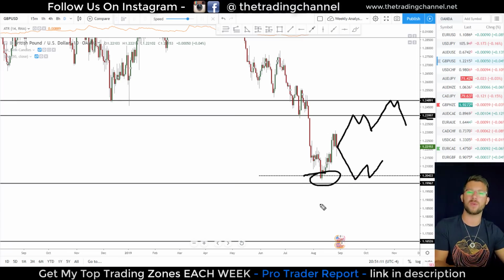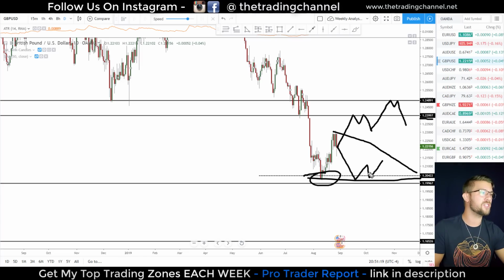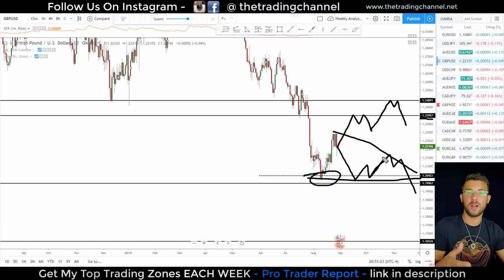I don't think we're done with this zone. I think this zone can handle another bounce. Maybe not quite as big of a bounce. If we get down here again, maybe like a descending wedge formation, we could get a little bounce here, but that little bounce may give us 100, 150 pips, and that's something I like to take advantage of.